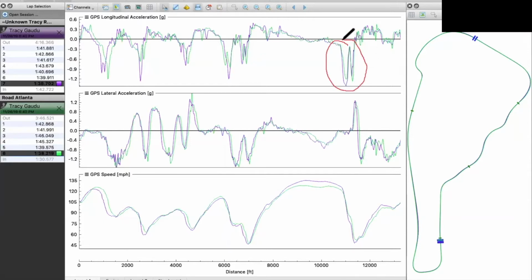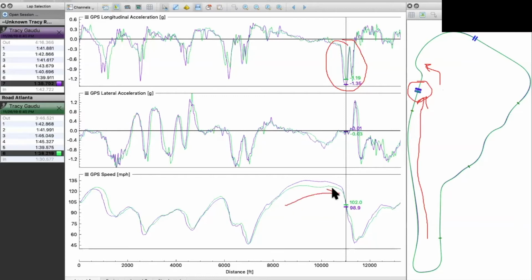That's a braking event. In this particular braking event, if you're familiar with Road Atlanta, you're going to see that this is a big long straight. Here's our two icons. This would be a braking zone. The track's going this way. It's a sharp corner, so it's braking. You can see that right here.